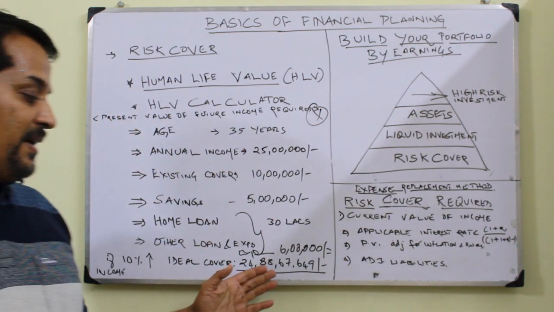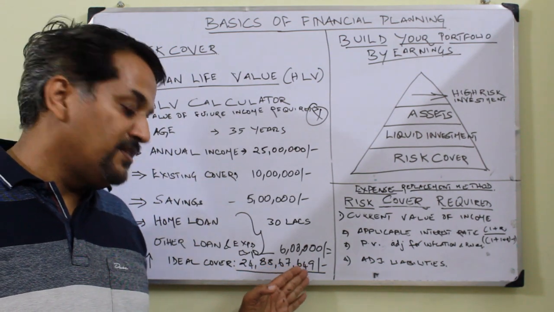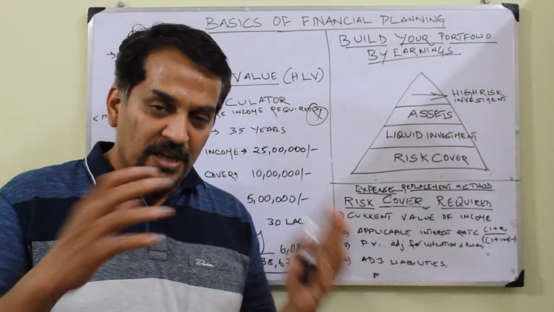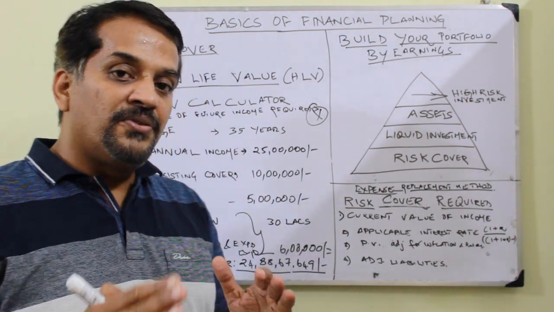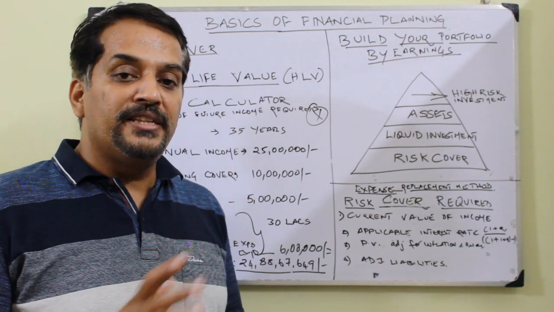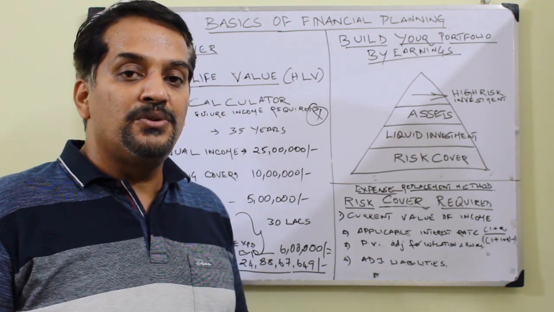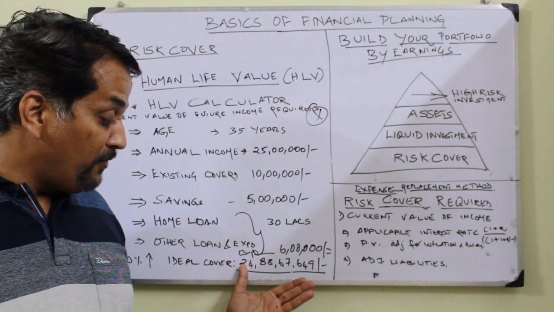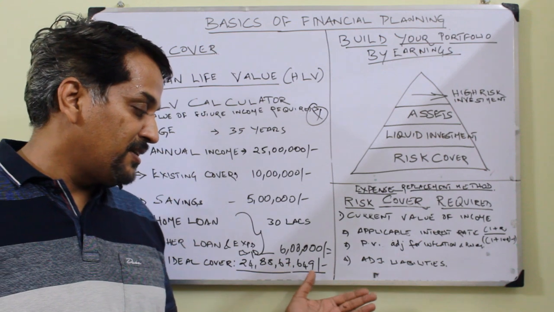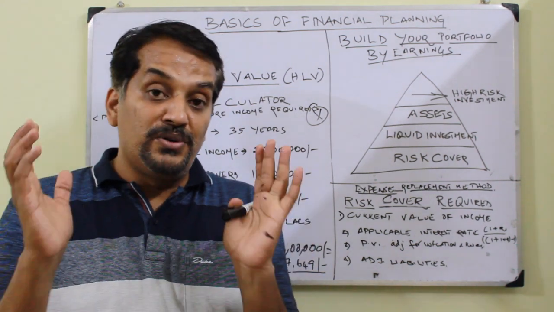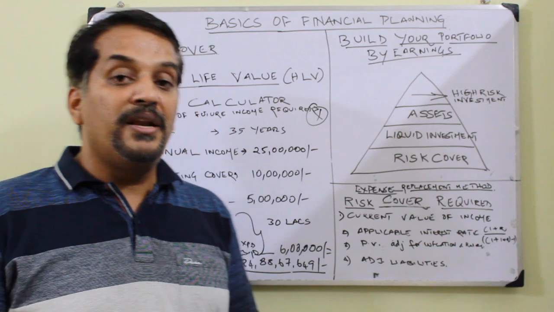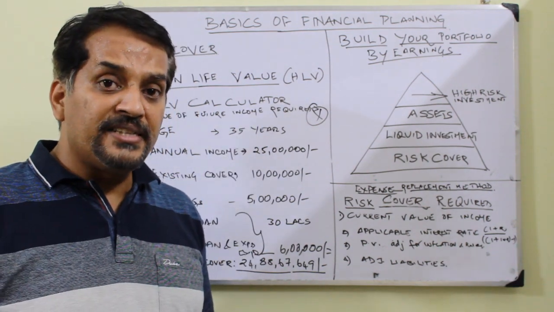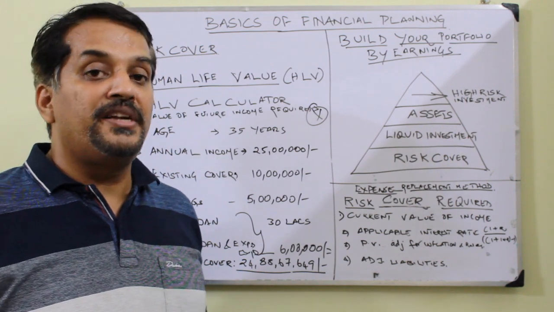24 crore 88 lakh 67,649. I am not going into too much calculation of how I arrived at it. There is a formula for it. If required, please put it in the comments, and I will share the formula with you. This 24 crore 88 lakh 67,649 rupees is the minimum amount required for his family to sustain the same kind of financial status even after the unfortunate event.